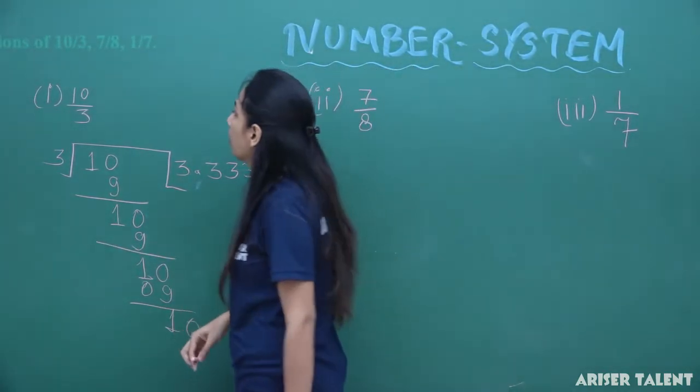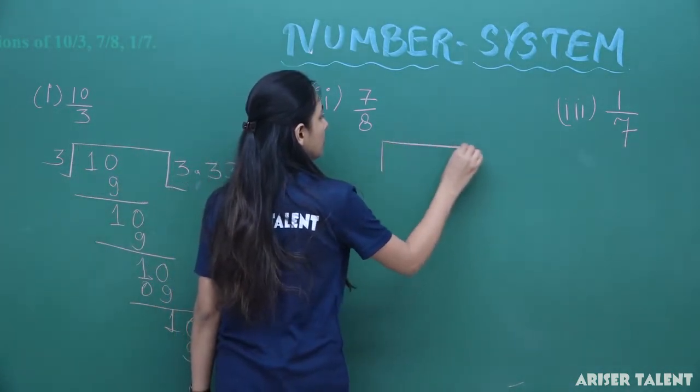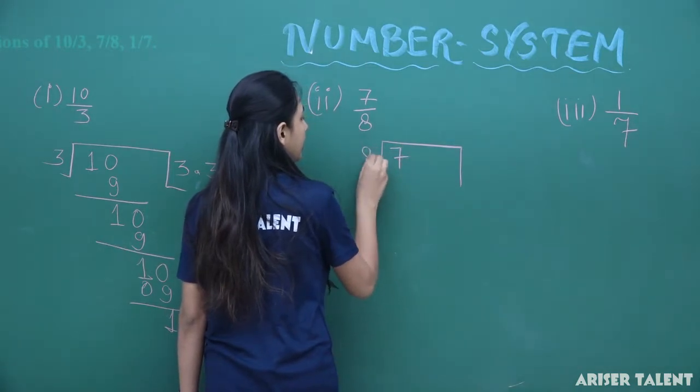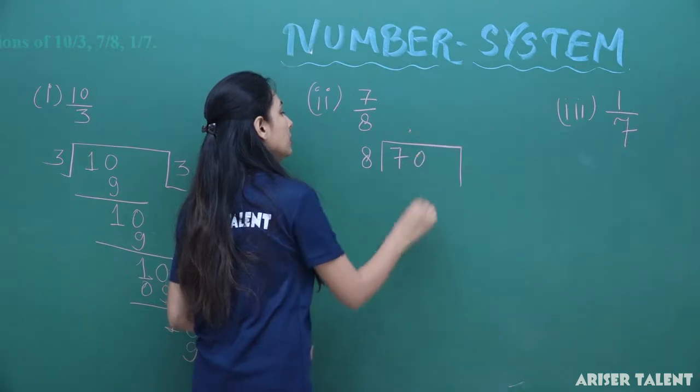This is one kind. Now the second one is 7 by 8. 7 here, 8 here. Getting nothing, 0.0.